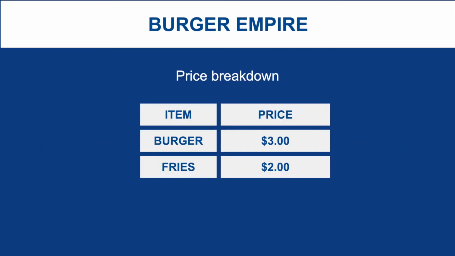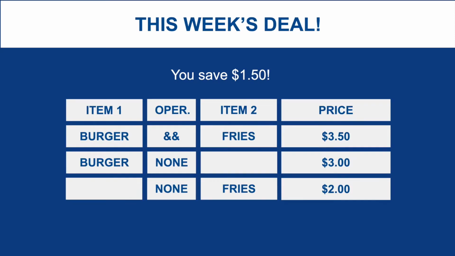So here's a price breakdown. This is before we as programmers implement the new deal, the deal of the week. Right now, as it stands, a burger is $3 and fries are $2. Since we are fantastic programmers, we are going to go ahead and implement it like this. Whenever you have a burger and fries, the price is going to be $3.50. Whenever you have a burger by itself, it's just going to be $3. And if you just have fries by itself, it's just going to be $2.